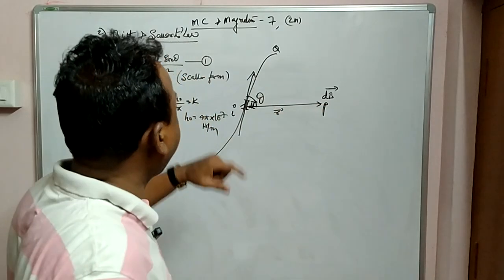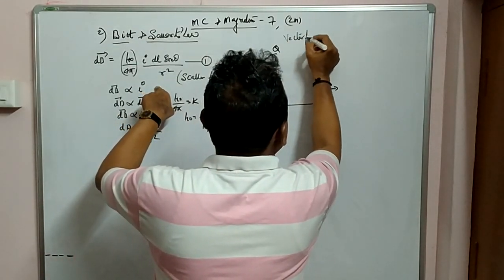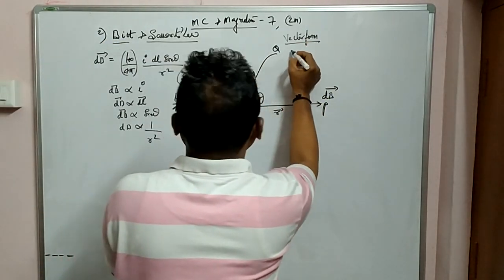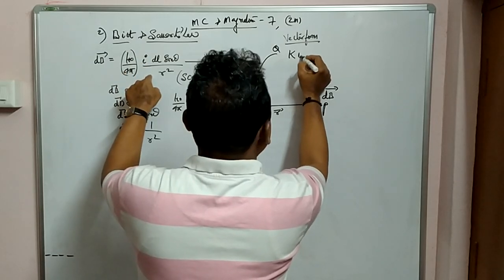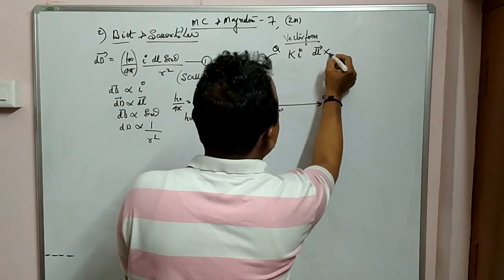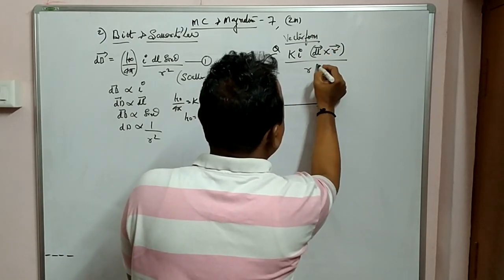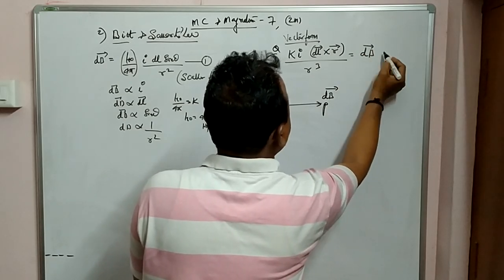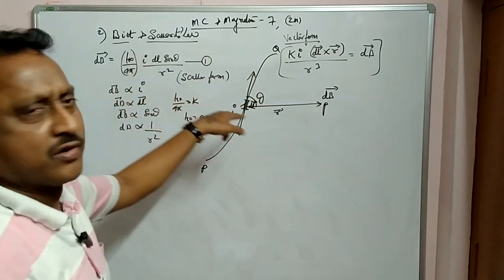Suppose in the examination they ask you for the vector form. What is the vector form of Biot-Savart's law? The same thing I can write in this fashion. For mu naught by 4 pi I will write k. Then k I dl cross r by r cube is equal to dB. This is the formula. Here k is again mu naught by 4 pi.